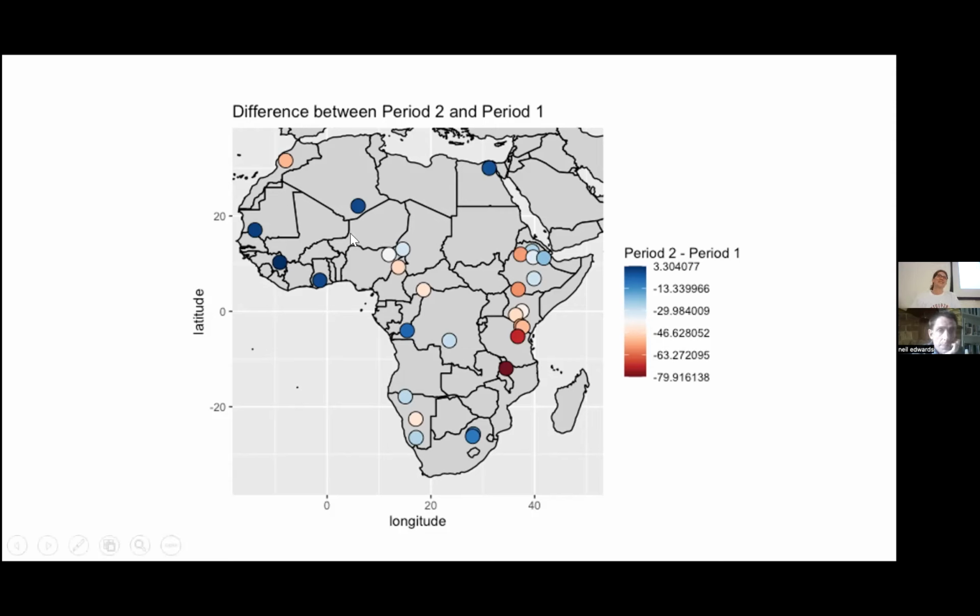Manu? Yeah, I just have a quick comment, maybe I just missed it because I was chatting with Brian, but your color scale here is not really centered on 0. So you have actually very few dots that are positive and most of them are negative.